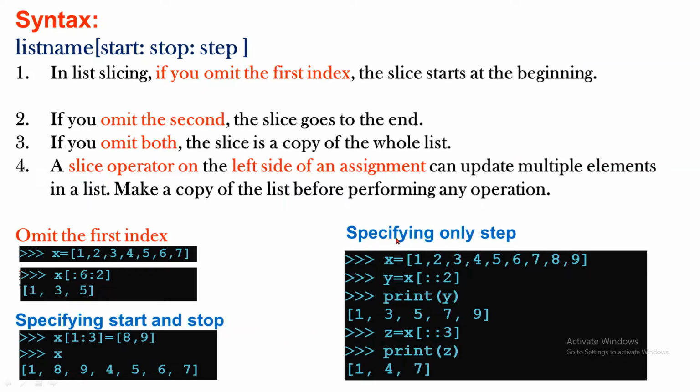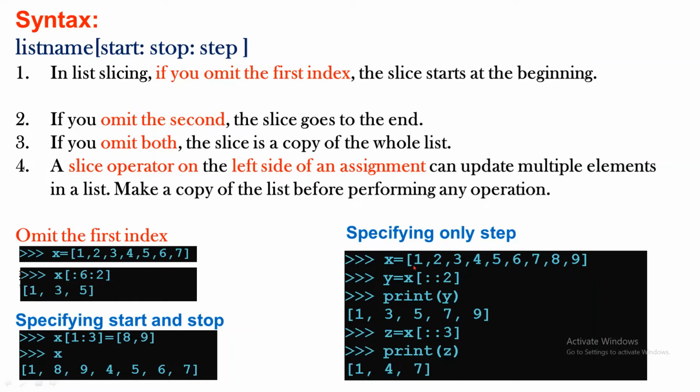So if I specify only step, that is also possible. Here you can see the list X, and I have specified Y is equal to X, and start is not specified, stop is not specified, and only the step parameter is specified. So what will happen? It will start from the starting element, that is the element with the index 0, and it will go till the end of the list because by default it will go, and then the jump is in terms of 2.